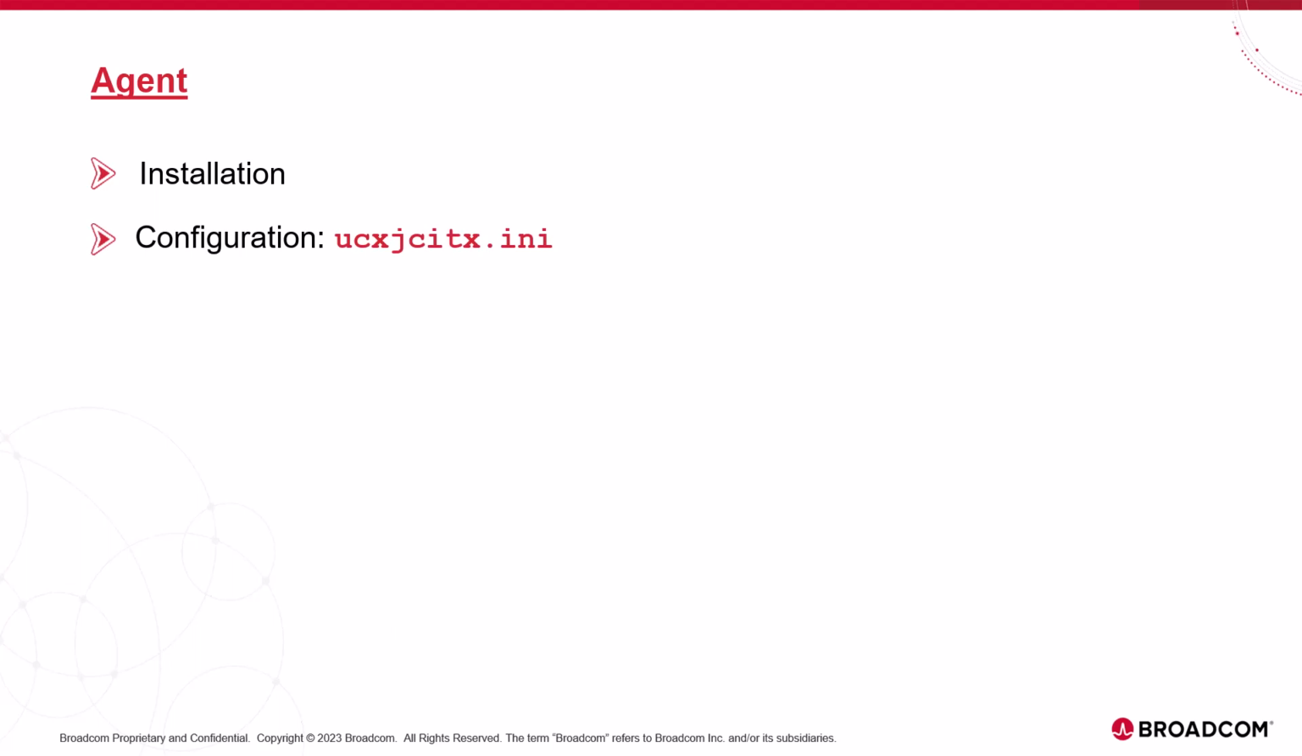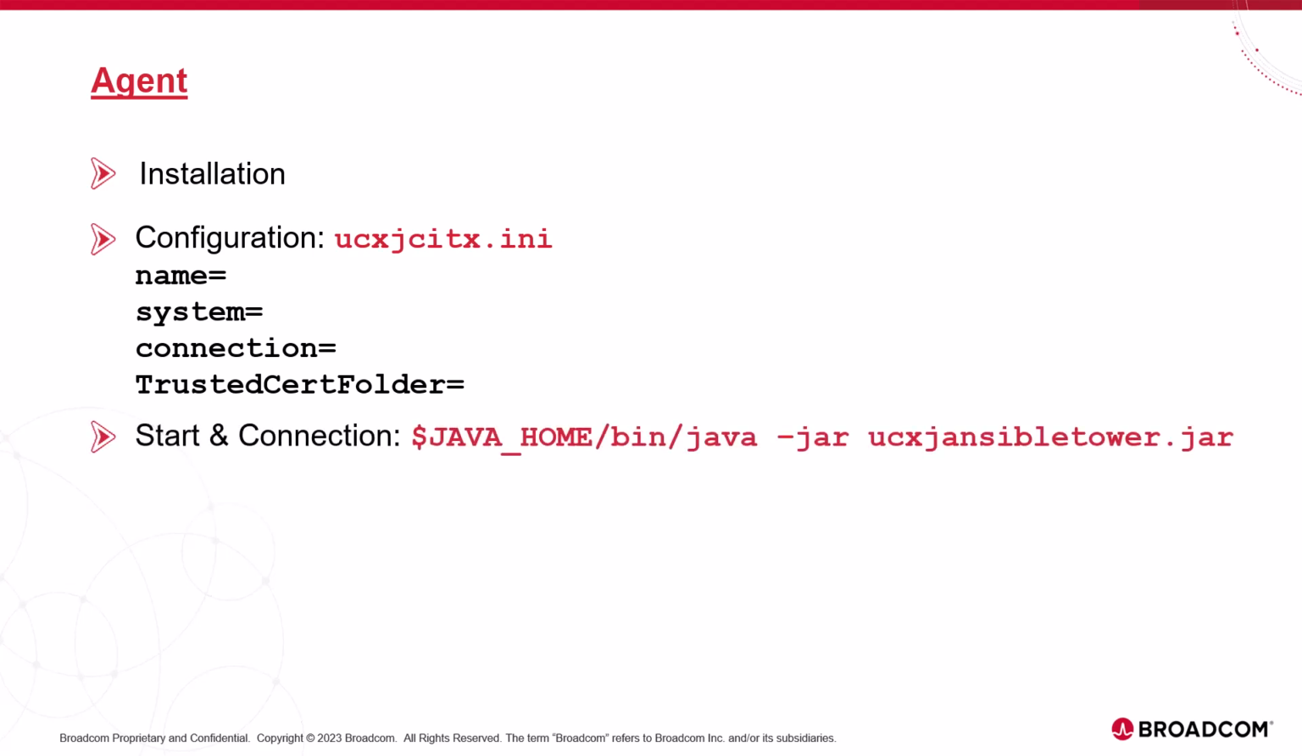ucxjcitx and set a minimum of 4 values: the agent name, the AE system name, the host name and port connection to the automation engine's JCP, and finally the directory containing the TLS certificate. Finally, we start the agent by invoking the jar file via the Java command. The agent connects to AE and deploys the object templates needed to support the integration, the con or connection object, and the Ansible Tower job template.